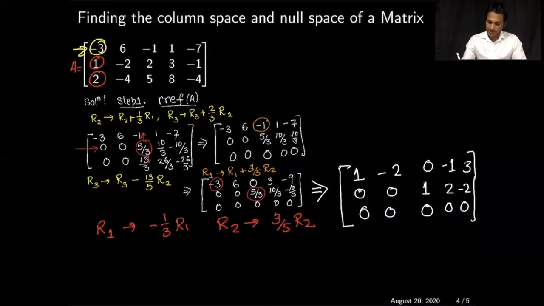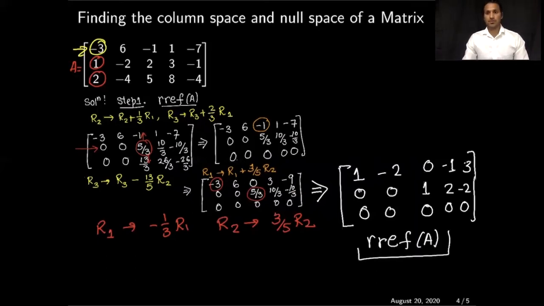So this matrix is our row reduced echelon form of A. This is an important matrix for us, which is a row reduced echelon form.